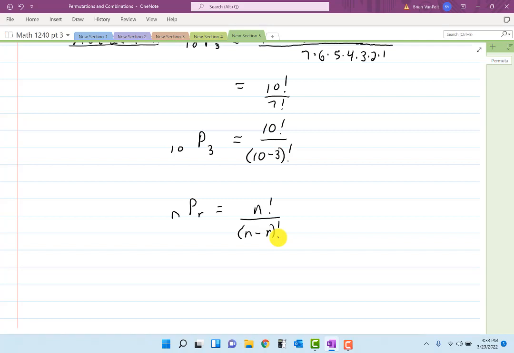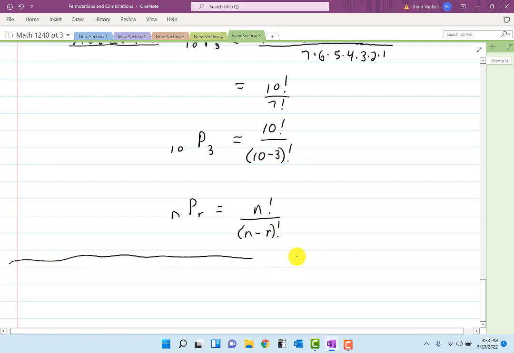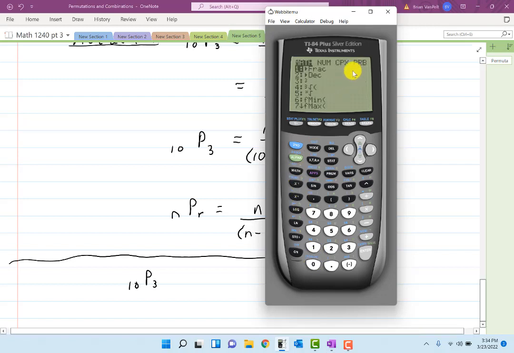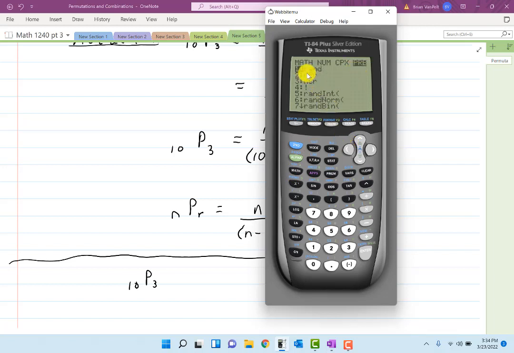So let me redo this last problem. What was it, 10P3? 10P3 using your calculator. Now in this calculator, the way you write it is you put the 10 first like this. Then you go to Math. See, go to PRB up there so you can arrow your way over to it. And I want to choose number 2, NPR, and then I put a 3. And then just hit enter. And you get your 720.